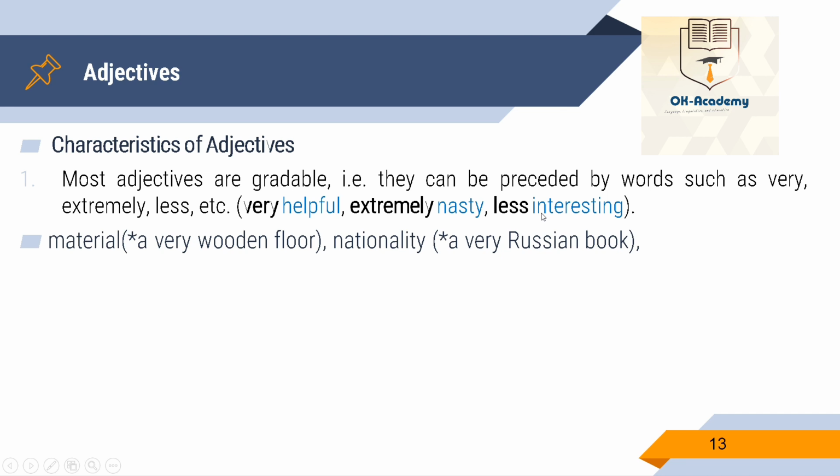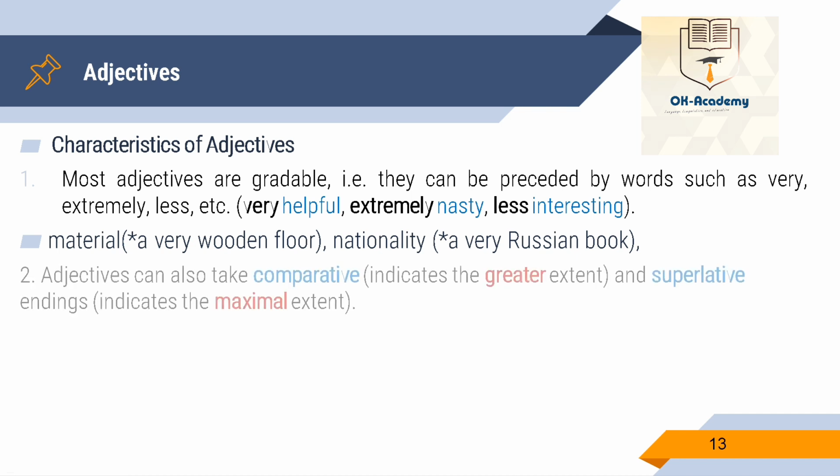But there is a note. Materials and nationality are still considered to be adjectives, but they cannot be preceded by words like very, extremely, or less. I can say a wooden floor. This is an adjective, let's say a noun phrase. A noun has been modified by the adjective wooden, but we cannot say a very wooden floor. And then we have nationality, which is an adjective, like I am Russian, but I cannot say I'm very Russian. These kinds of adjectives are not gradable.